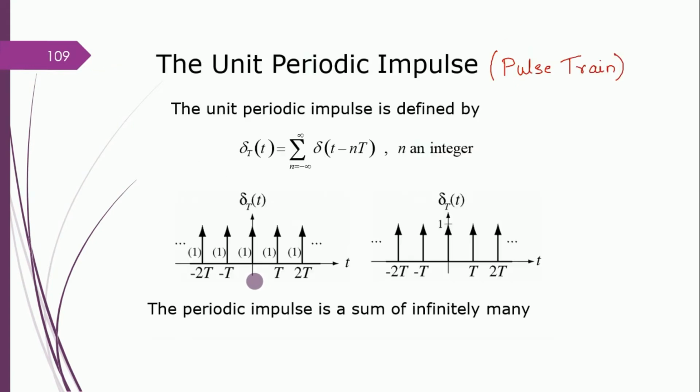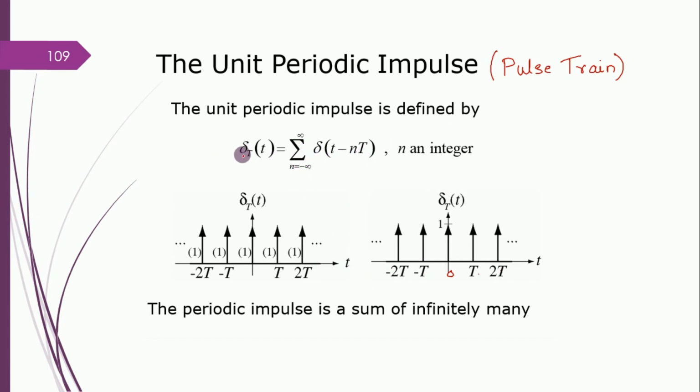Now we'll move on to the next topic, that is the unit periodic impulse. This is a periodic impulse with period T. At every T it is getting repeated. It is 0 elsewhere. At T it is getting repeated, at 2T it is getting repeated, so like that. So you can decide on it.